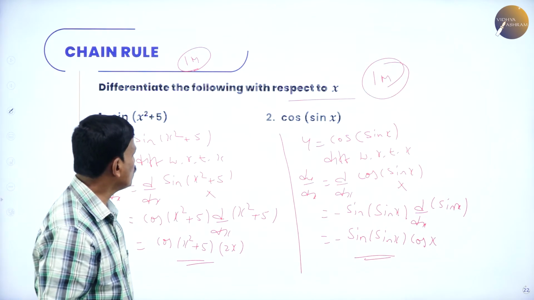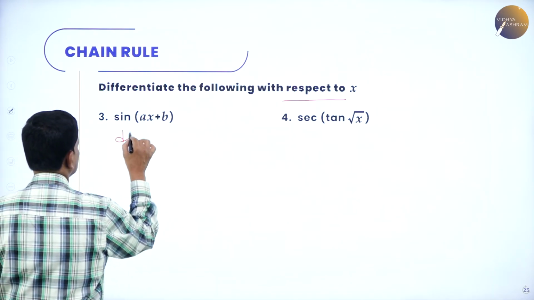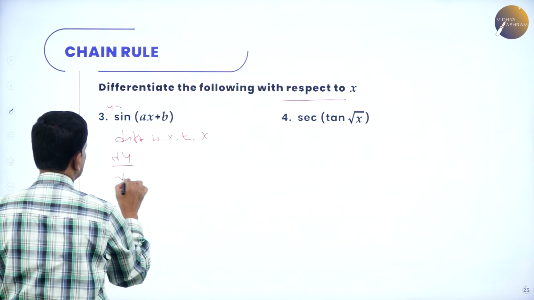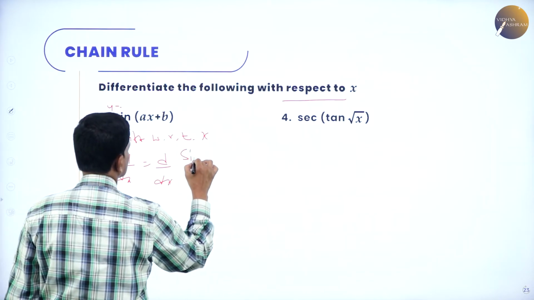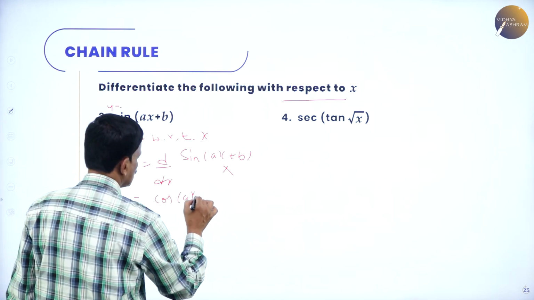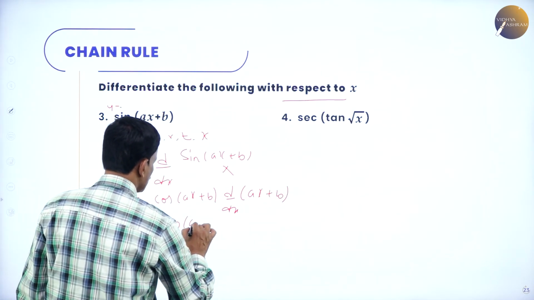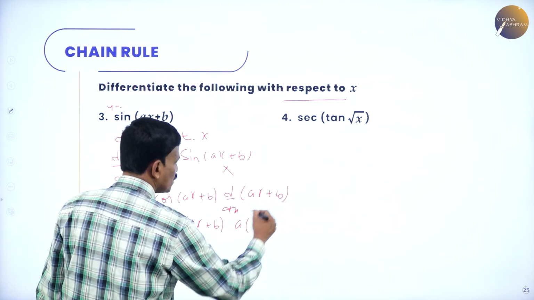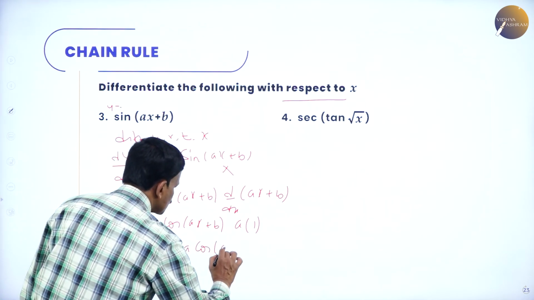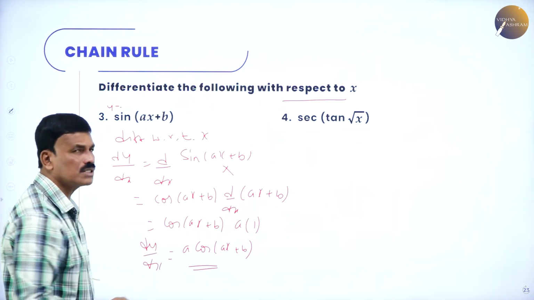Okay. Now let us take one more problem. Differentiate the following with respect to x. Same 1 mark question. Differentiating with respect to x, let us call it y. So dy by dx is equal to d by dx of sine of (ax + b). Now this is nothing but x. Differentiation of sine is cos (ax + b) into d by dx of the inside function, that is ax + b. So this is cos of (ax + b) into a constant, differentiation of x is 1, plus b constant 0. So therefore you can write dy by dx is equal to a into cos of (ax + b). That's it. So differentiation of sine (ax + b) is a cos (ax + b).